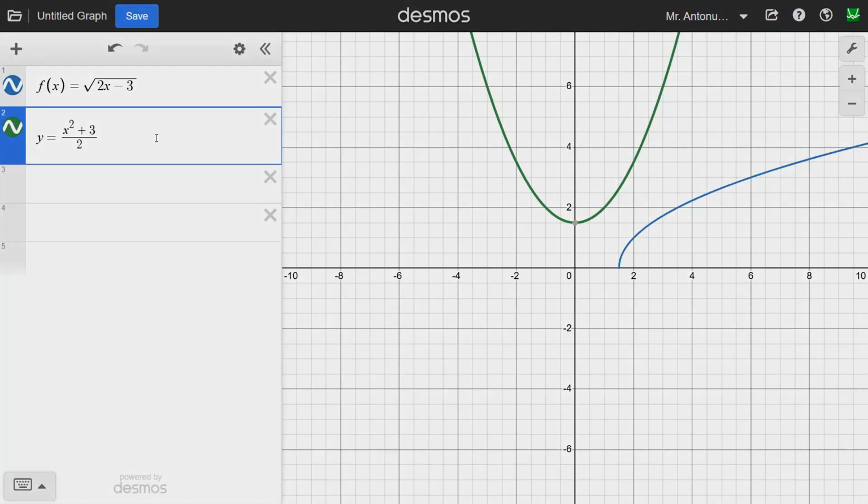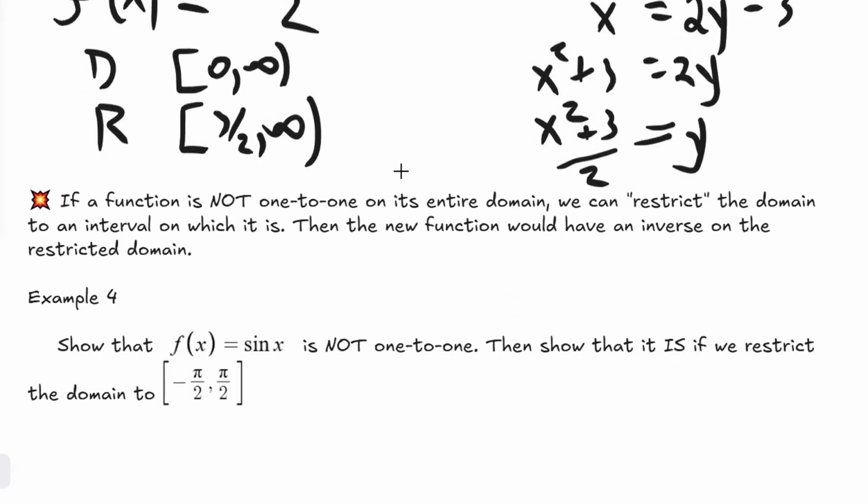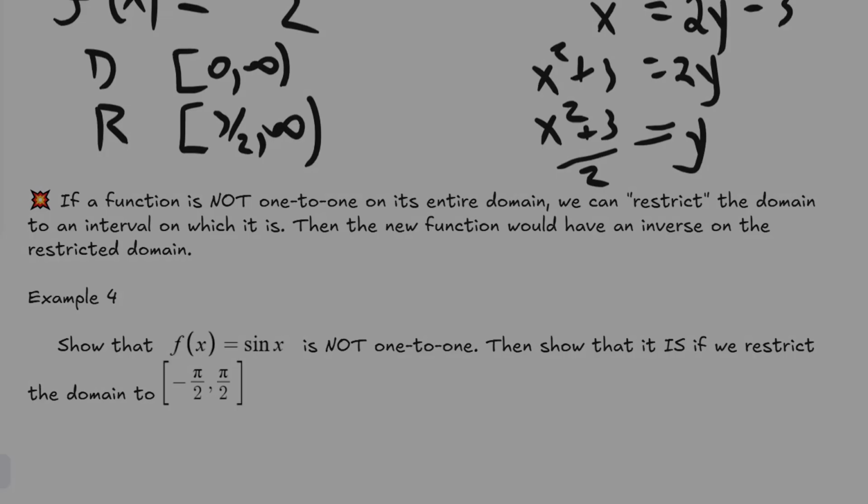inverse function. An important thing to remember is that if a function is not one-to-one on its entire domain, you can actually restrict the domain to an interval on which it is. Then the new function would have an inverse function on this restricted domain. So an example for this is to show that sine is not one-to-one, but it would be one-to-one if we restrict the domain to -π/2 to π/2.